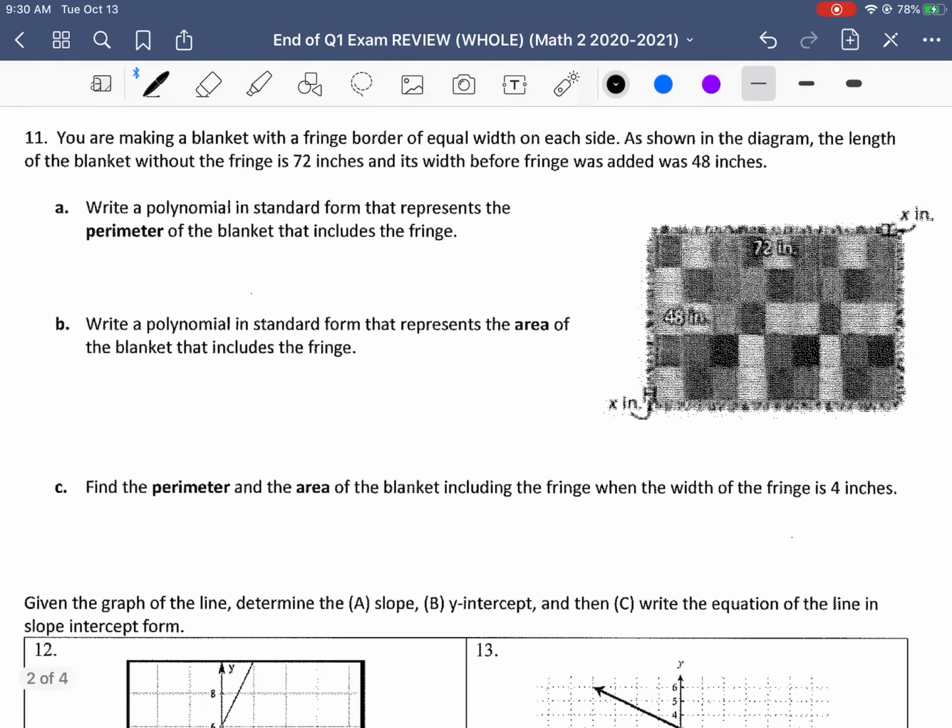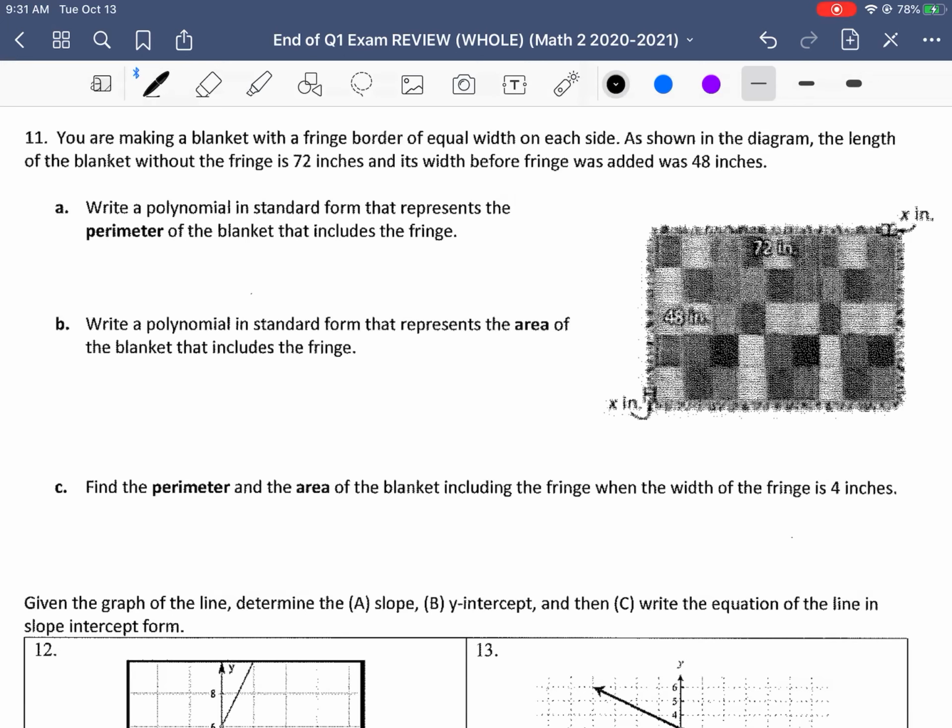Awesome. All right, you're making a blanket with a fringe border of equal width on each side. As shown in the diagram, the length of the blanket without the fringe is 72 inches. So you can see right here it says 72 inches. Its width before the fringe is added is 48 inches. We're going to write a polynomial that represents perimeter with the fringe and area with the fringe.